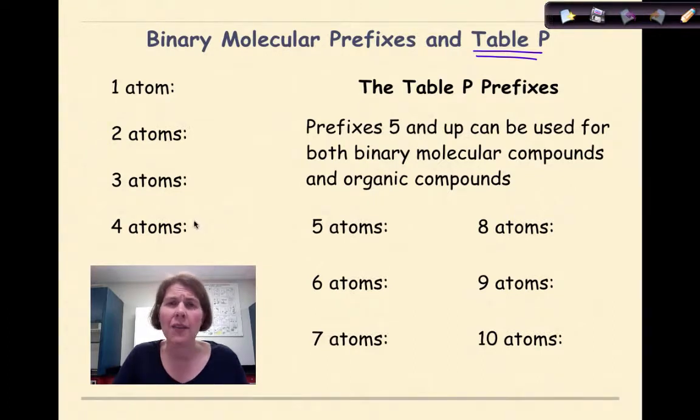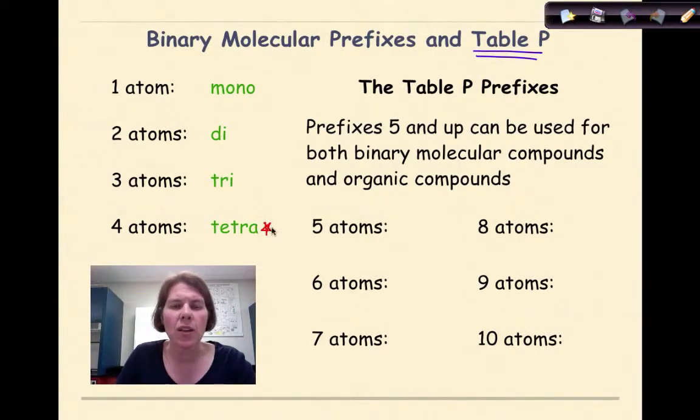And these you actually have to commit to memory. So for 1 atom, we're going to use the prefix mono. For 2 atoms, it's going to be di. 3 will be tri, and 4 will be tetra. If I had to identify a prefix that probably gives my students the most trouble, it's the tetra.